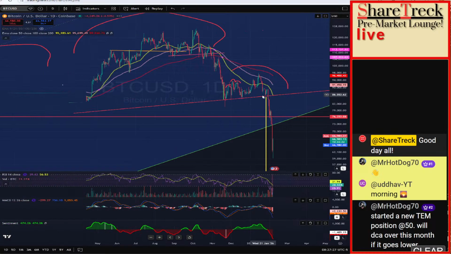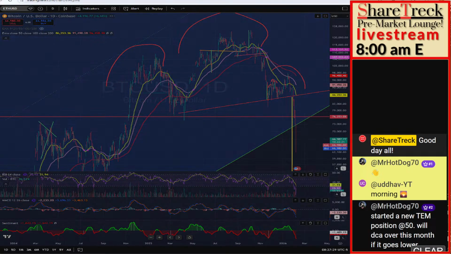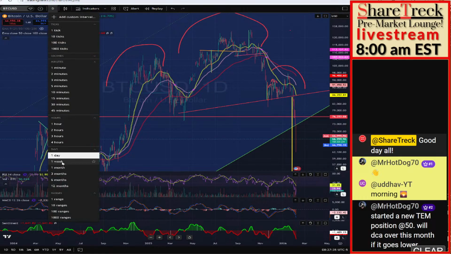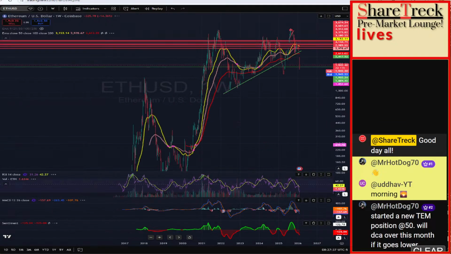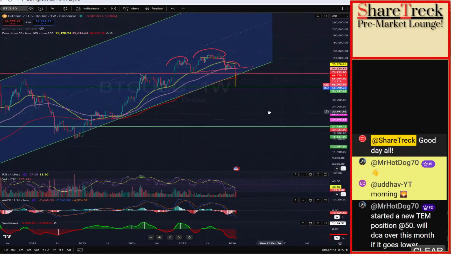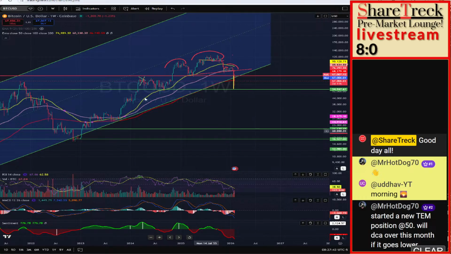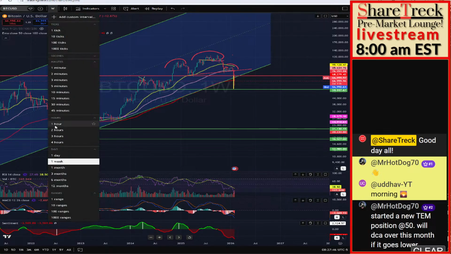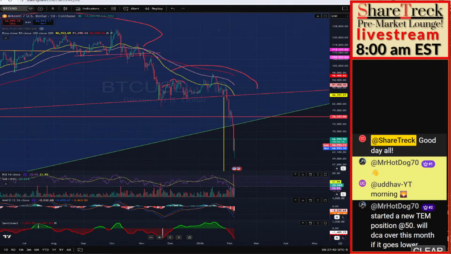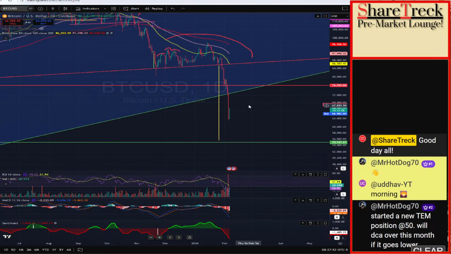So Bitcoin has already fallen out of the parallel channel. Let us recalibrate the chart. So this was a parallel channel and we have already broken out from the parallel channel. Now I'm going to go back into the 1-day chart after setting that context there and then have a look at Bitcoin.